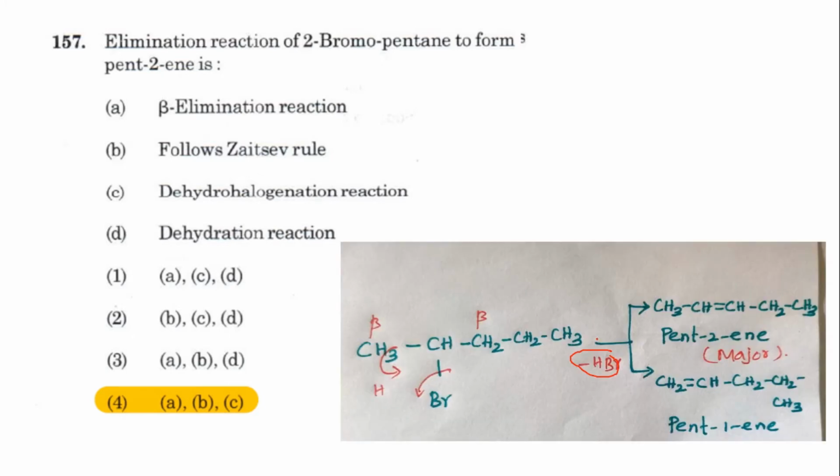2-bromopentane on reaction with alcoholic KOH loses hydrogen bromide from the beta carbon. So the hydrogen is eliminated from the beta carbon. So beta elimination is possible. And the major product is pent-2-ene based on the Zaitsev rule, and dehydrohalogenation also possible. HBr is removed, so dehydrohalogenation is also possible. Dehydration is not possible. So option 4, A, B, C.